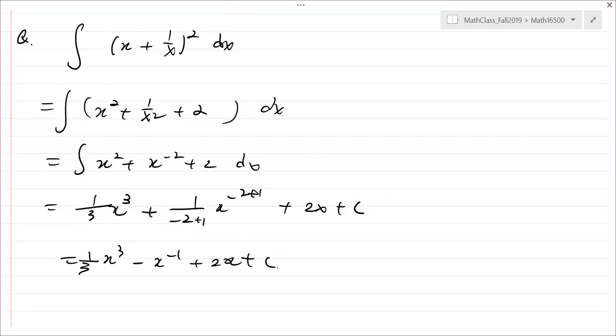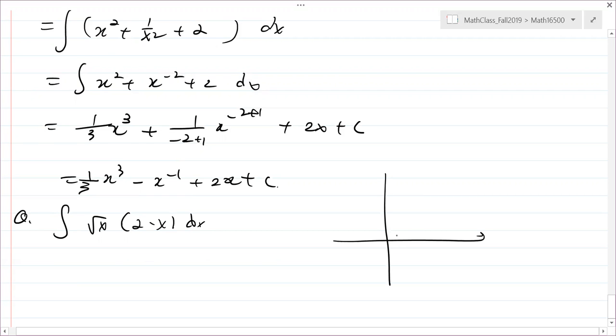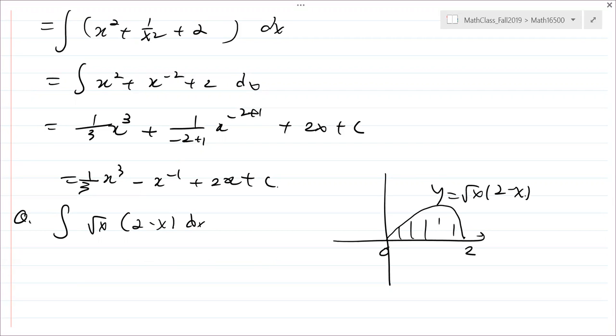So I'm going to ask you to do the following problem. Evaluate the integral of this function, 2 minus x dx. So the picture looks like that. It's 2, 0. Find the area of that region. Yeah, please do it.